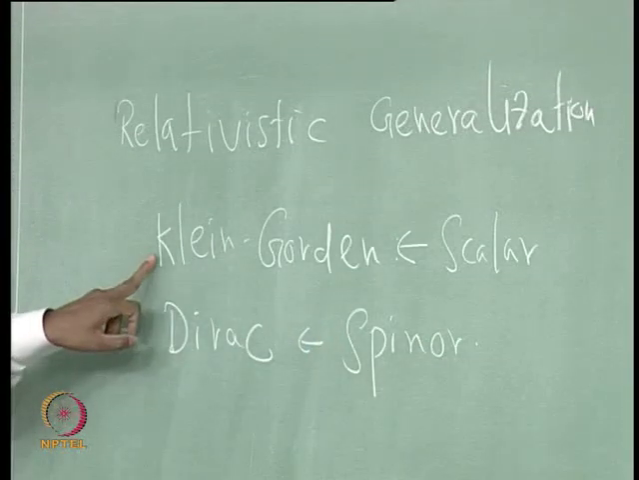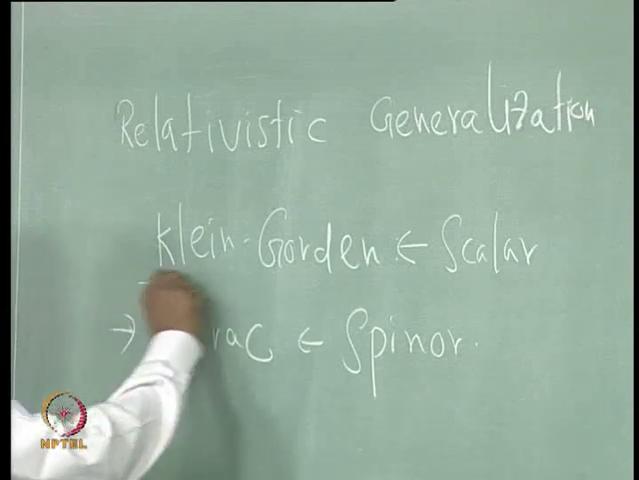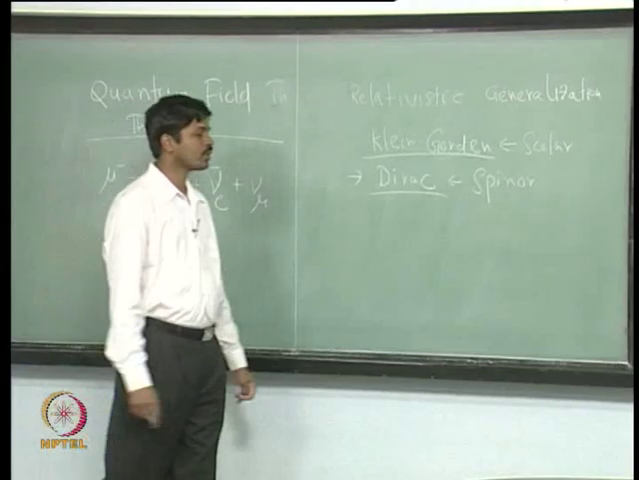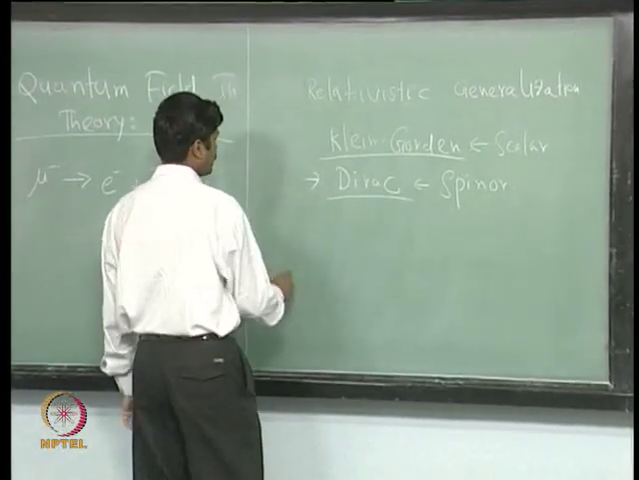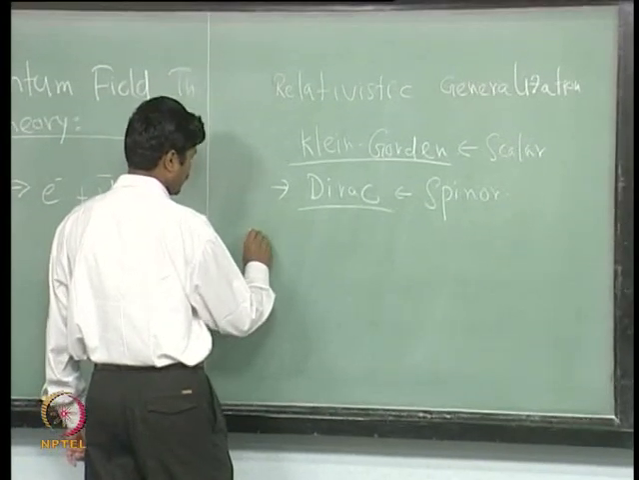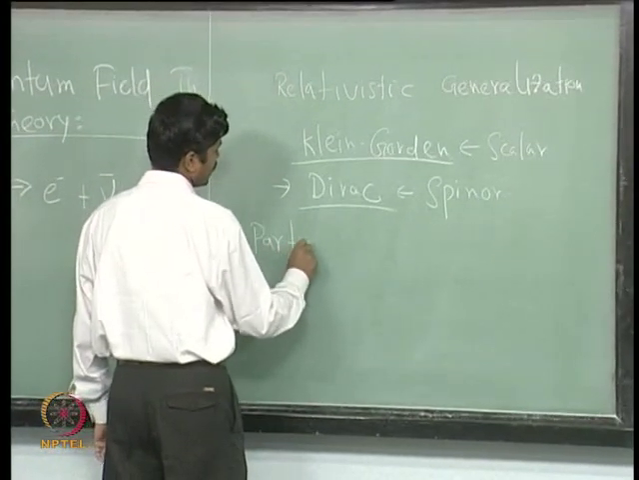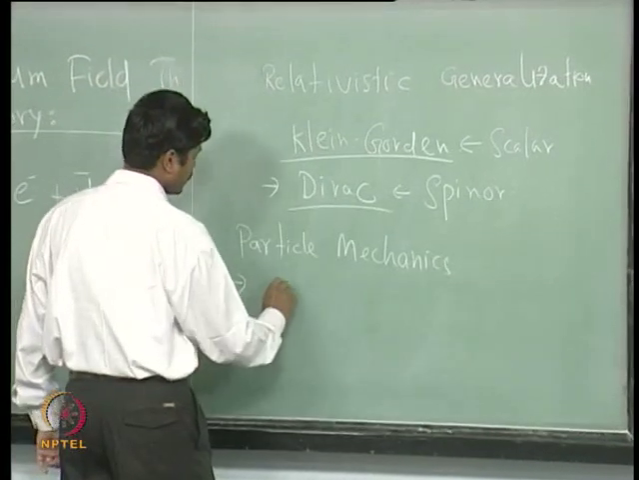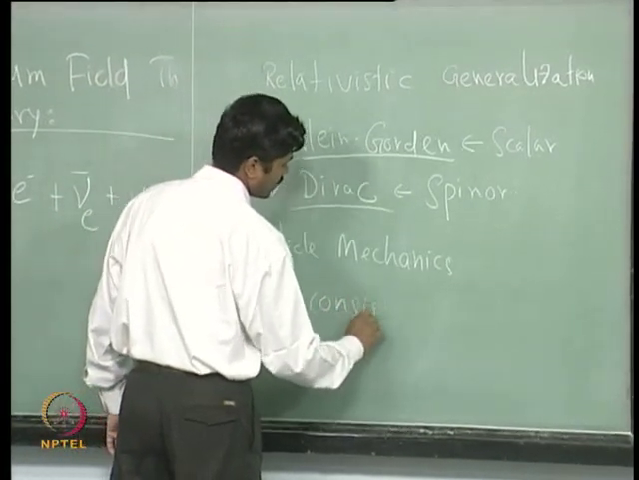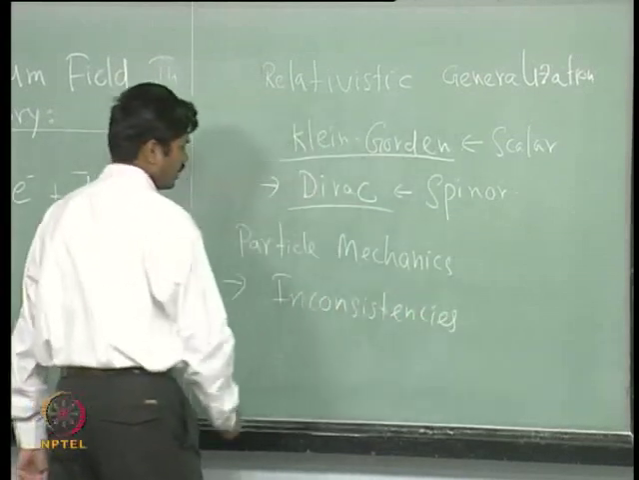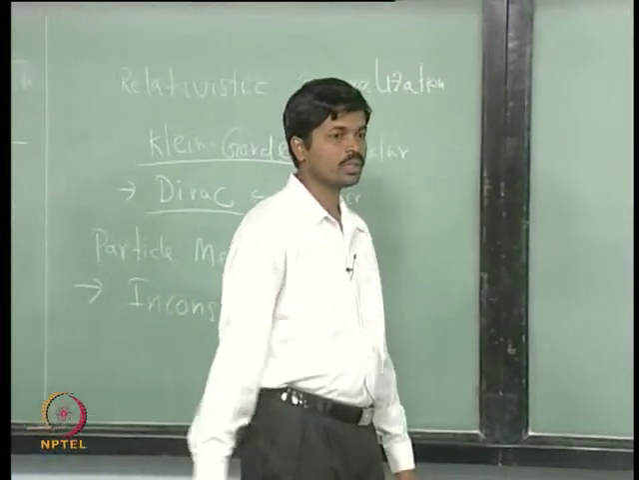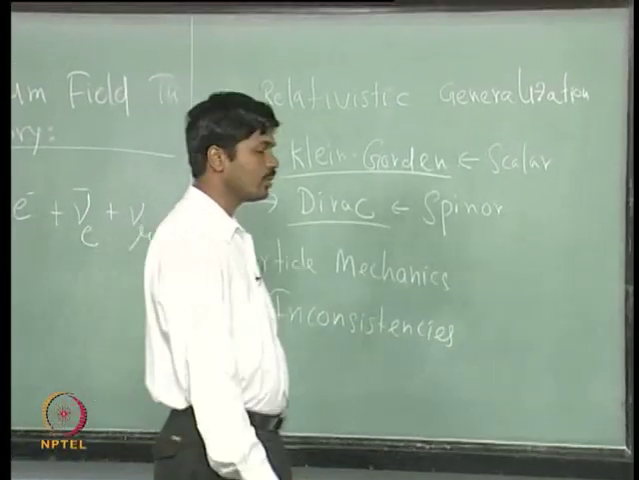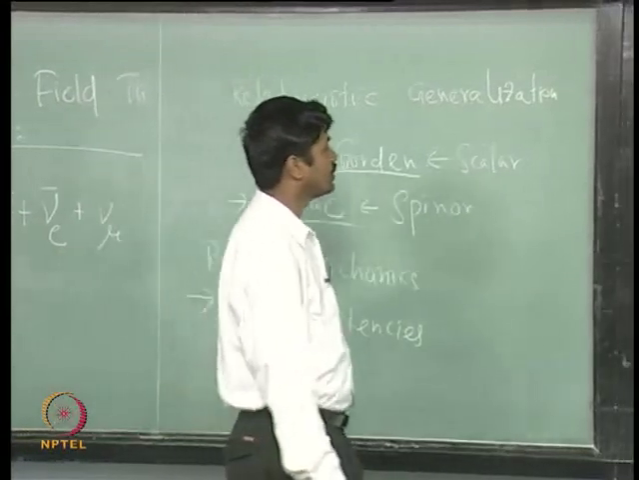What you find here is that if you want to interpret the Klein-Gordon equation or the Dirac equation the way you interpret the Schrodinger equation, then you run into various inconsistencies. So if you want to interpret it as particle mechanics, then you run into various inconsistencies. For example, the probability amplitude does not give you a positive definite probability and so on. So you are forced to introduce quantum field theory.